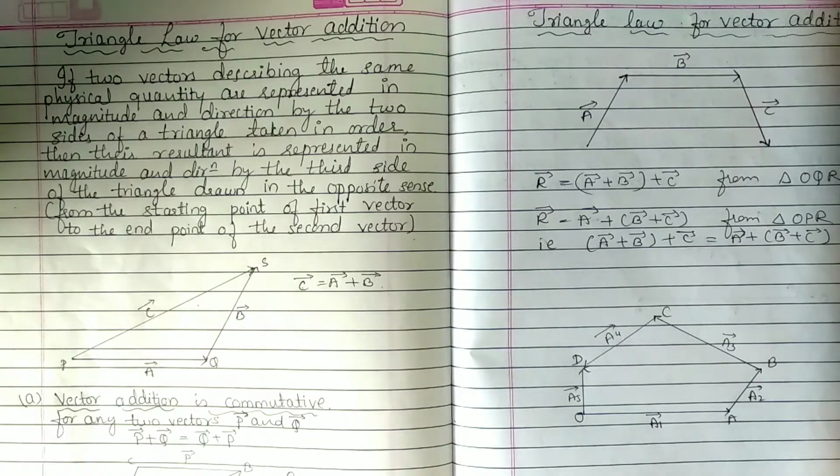While adding vectors, we usually use two types of laws. One is the triangle law for vector addition and another one is the law of parallelogram of vectors. These are very important and basic concepts.